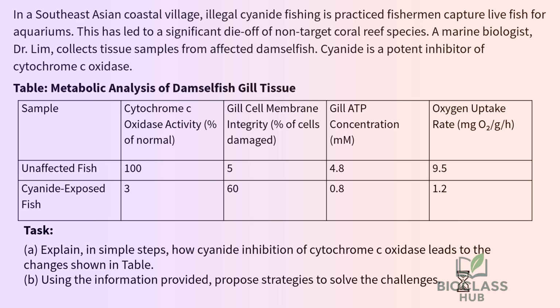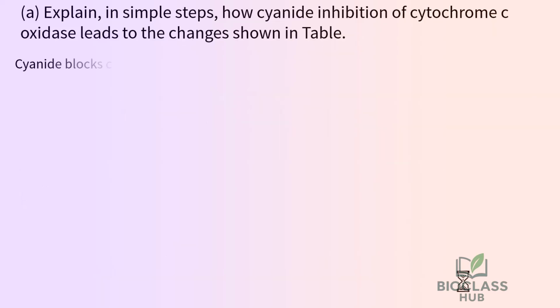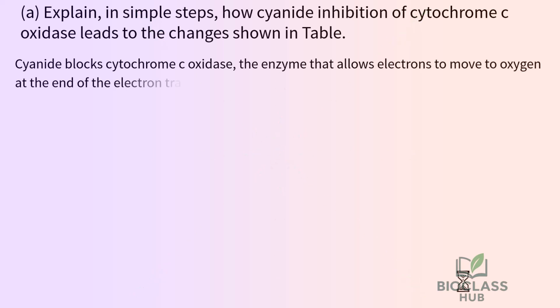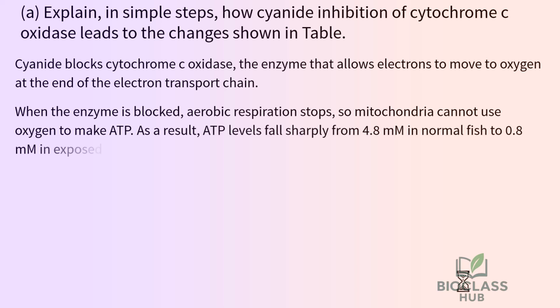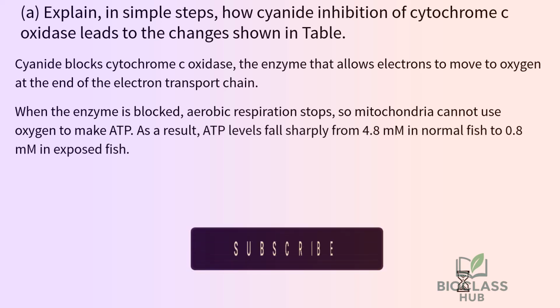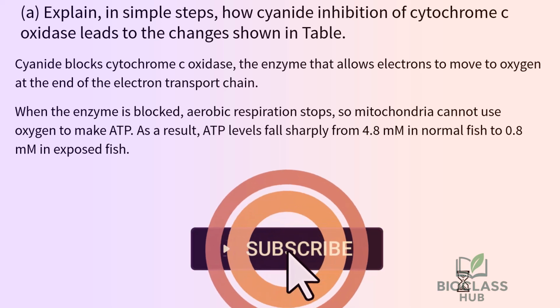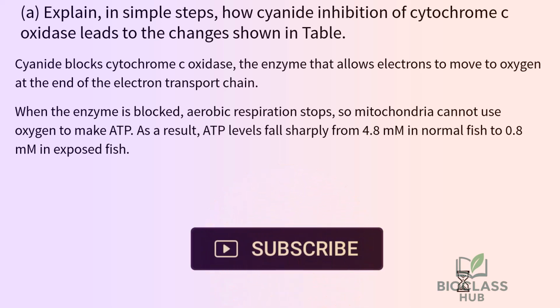Cyanide blocks cytochrome C oxidase, the enzyme that allows electrons to move to oxygen at the end of the electron transport chain. When the enzyme is blocked, aerobic respiration stops, so mitochondria cannot use oxygen to make ATP. As a result, ATP levels fall sharply from 4.8 in normal fish to 0.8 in exposed fish.